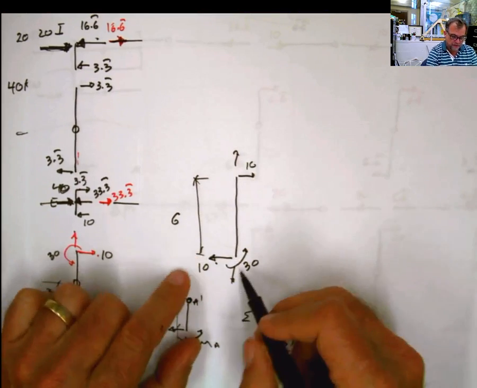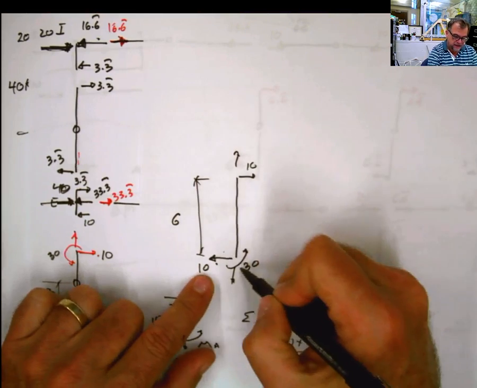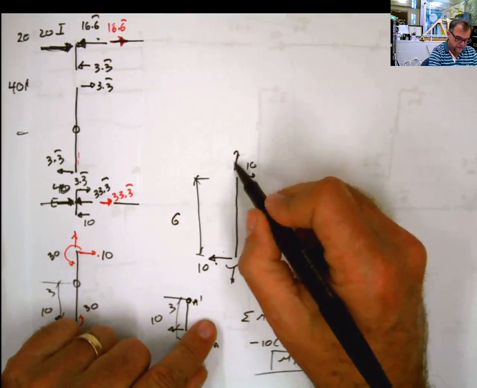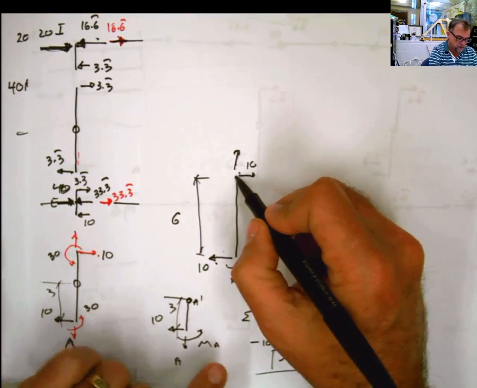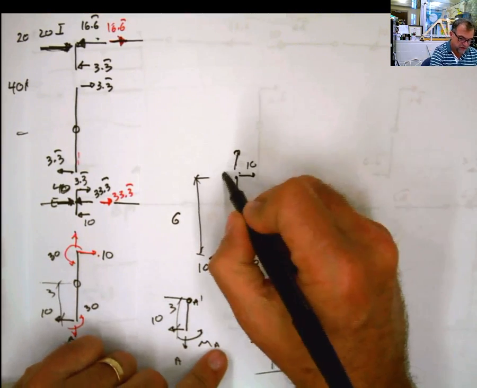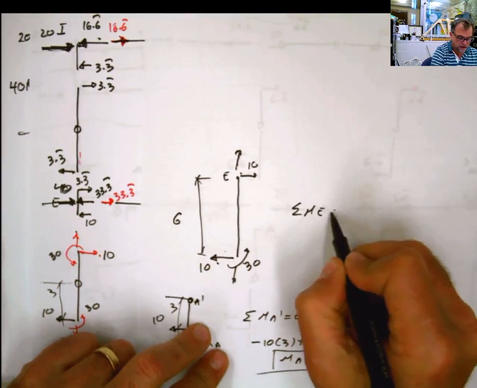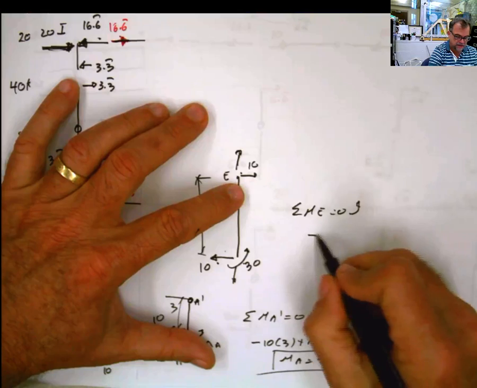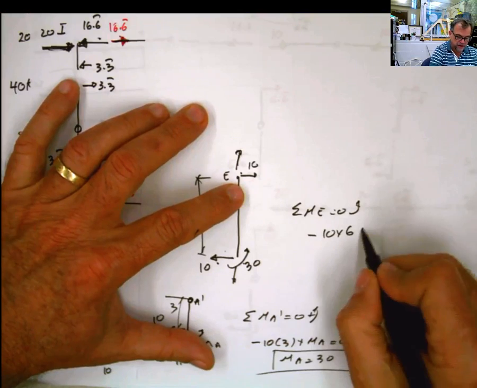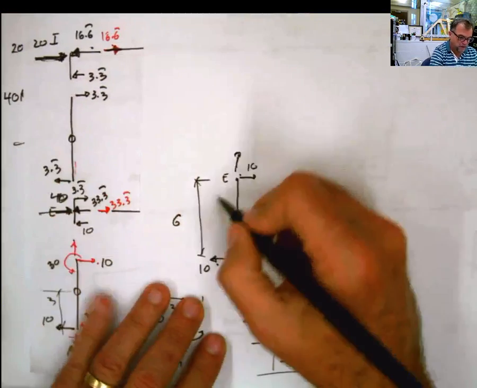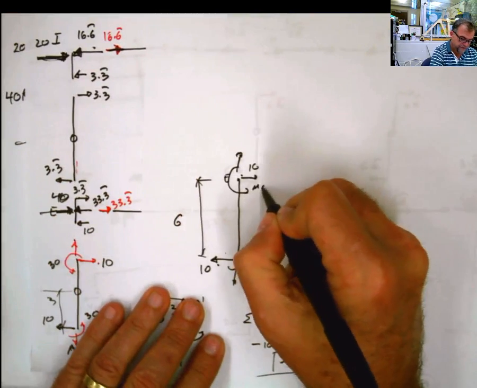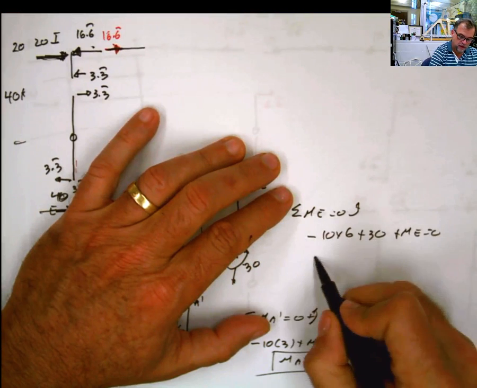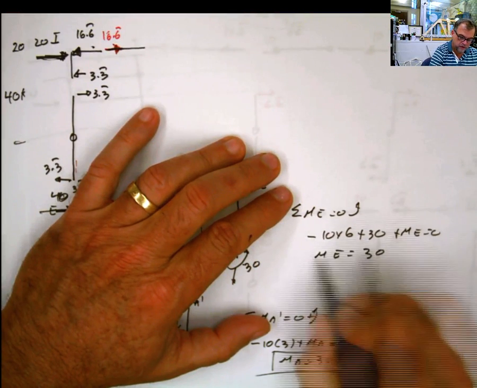So I say this distance is 6, this is 30. Summation of moments here, I don't know what point is that. That point is E. Summation of moments at E equals 0. If I do that, I'm going to say negative 10 times 6 plus 30 plus my moment ME equals 0. So ME is going to be equal to 30.